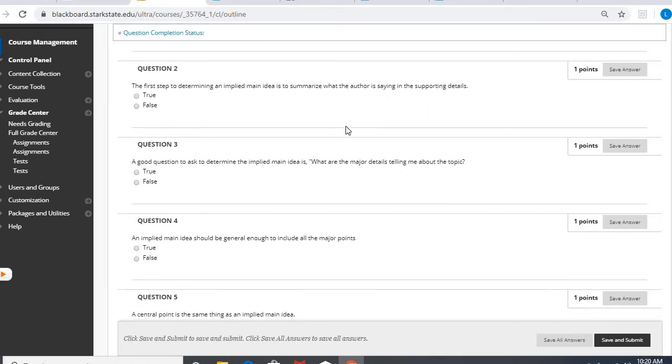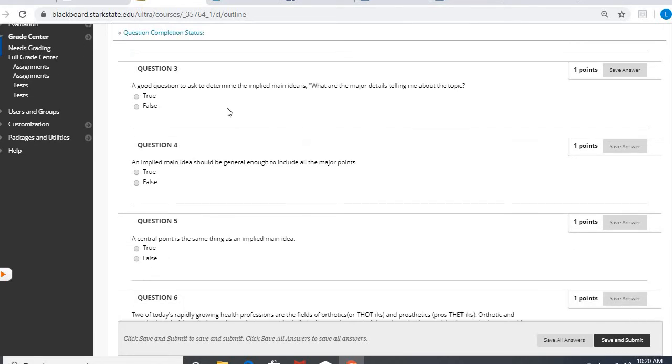Question 2. The first step to determining an implied main idea is to summarize what the author is saying in the supporting details. Again, sounds good, except the first step is actually finding the topic. Who or what is this paragraph about? Then you look to see, what are the details saying about this topic? What am I learning about this topic? So question 2 is false. Question 3, a good question to ask to determine the implied main idea is, what are the major details telling me about this topic? Here we go. Now we've found the topic. Now we do, in fact, ask, what are the details telling me? So question 3 is true.